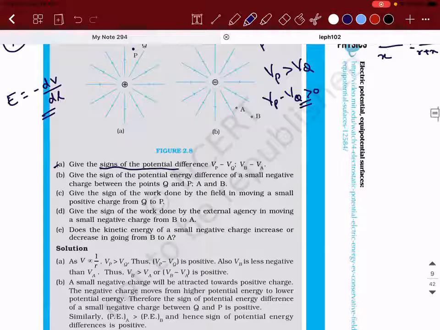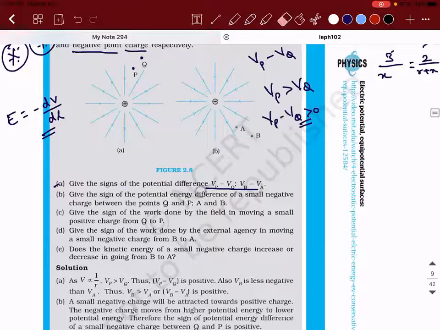That's what they say: give the signs of the potential difference, Vp minus Vq. Then what about Vb minus Va? See, it is very simple again. There is point A here, point B here, right? What is the direction of electric field from B to A? So, which one is greater? Vb is greater than Va. Then what can you say about the difference between them? Positive.